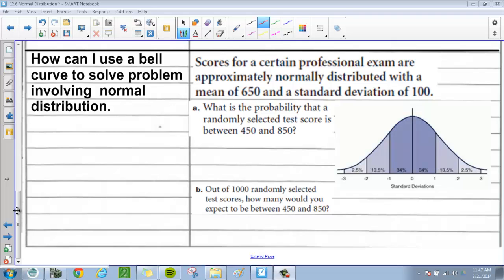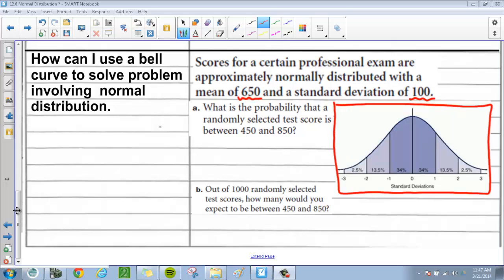Okay, now we're going to use this bell curve right over here to answer this question posed to us. It says scores for a certain professional exam, like the ACT or SATs, are approximately normally distributed with a mean of 650 and a standard deviation of 100. What is the probability that a randomly selected test score from this group has a score between 450 and 850?